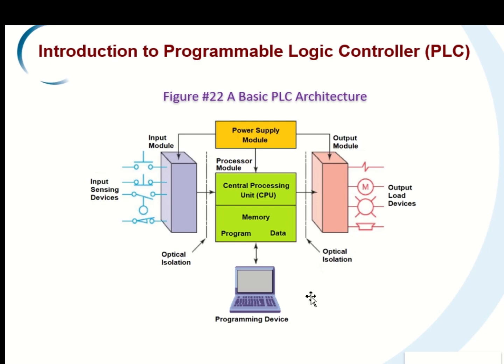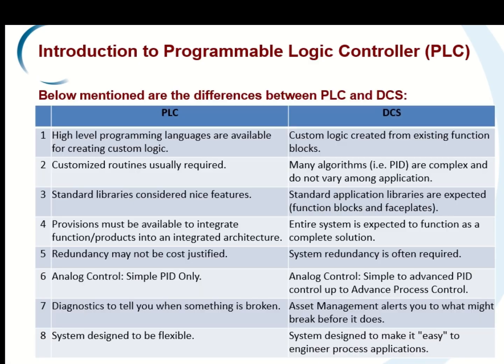So how they look is this one. You can see input sensor devices are there, a power supply module, central processing, memory, and these are programming devices, output devices. You see how this is working at the processor. So a basic PLC structure looks like this actually.